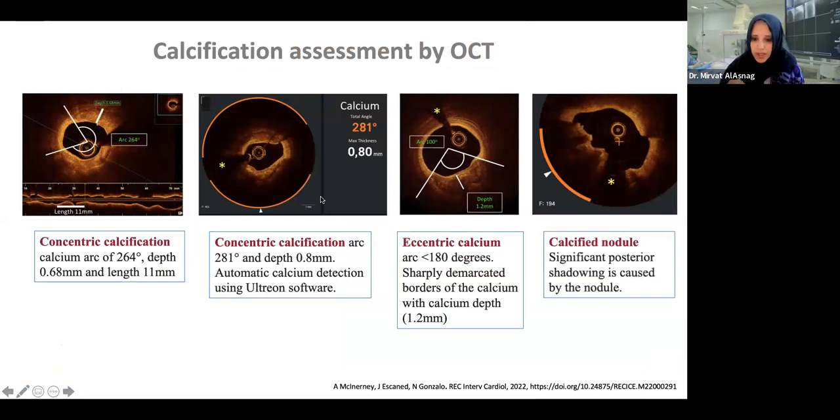The next one is a more concentric calcification again. The Ultreon gives you the option of automated measurements. You look at the orange over here and it'll tell you 280 degrees, the depth is 0.8, so it's very automated. This is a lovely example where the depth of the calcium is quite deep, 1.2. The arc is more than 180 degrees, and it's quite eccentric. And likewise, in the last one, you're seeing a nodule and spicules that come out of it.